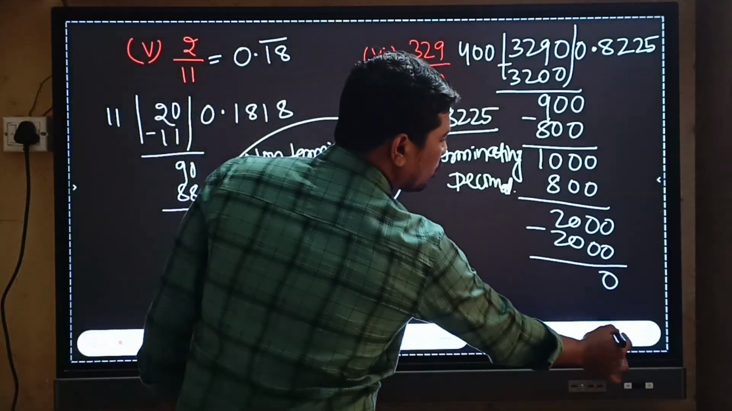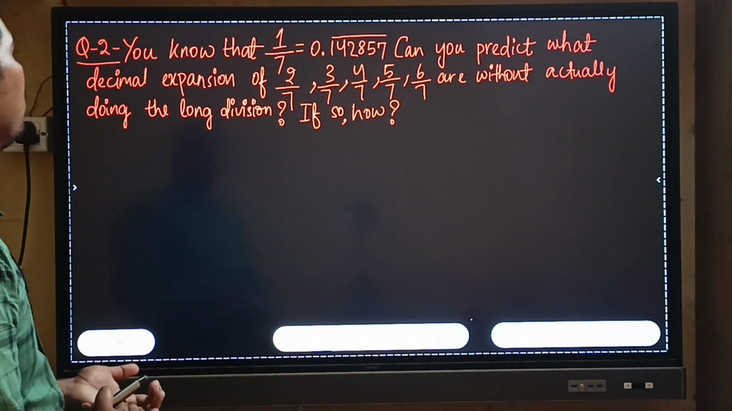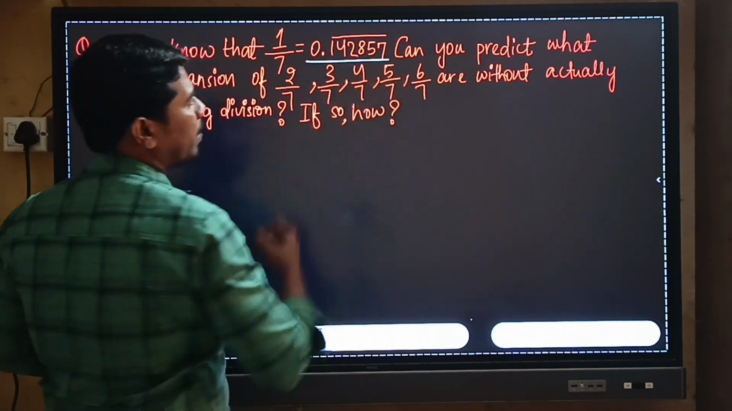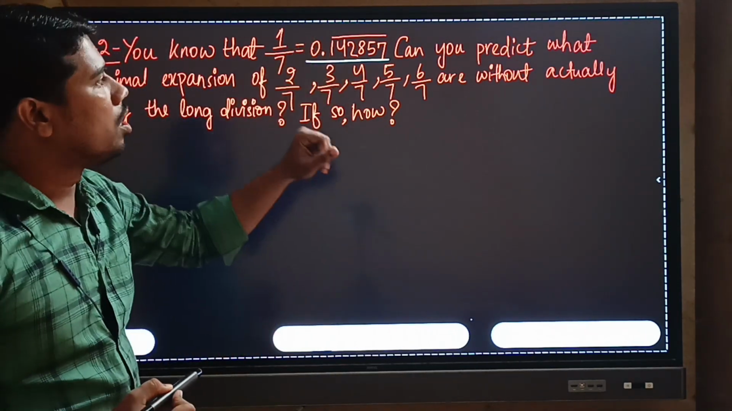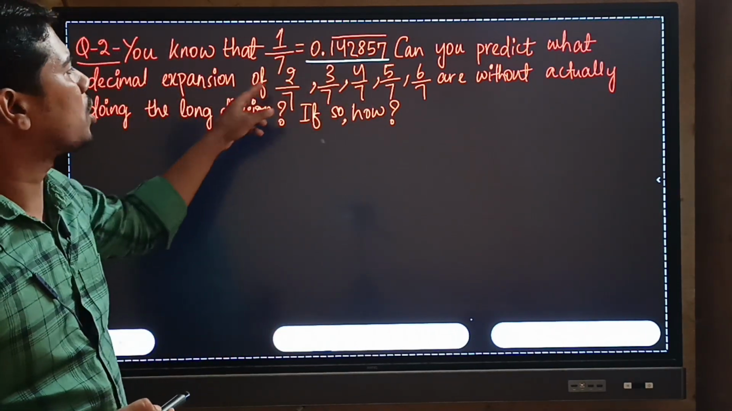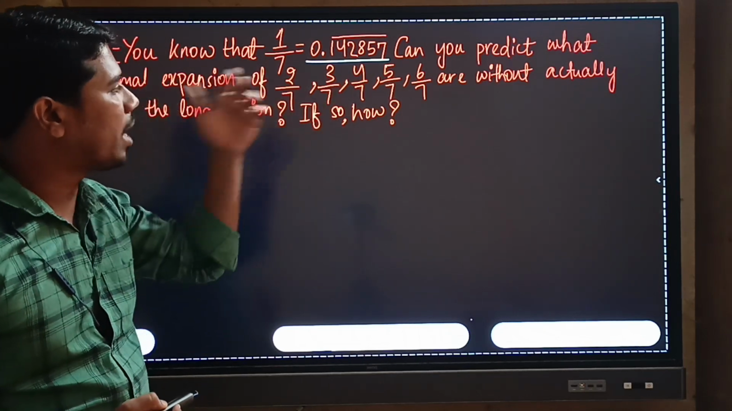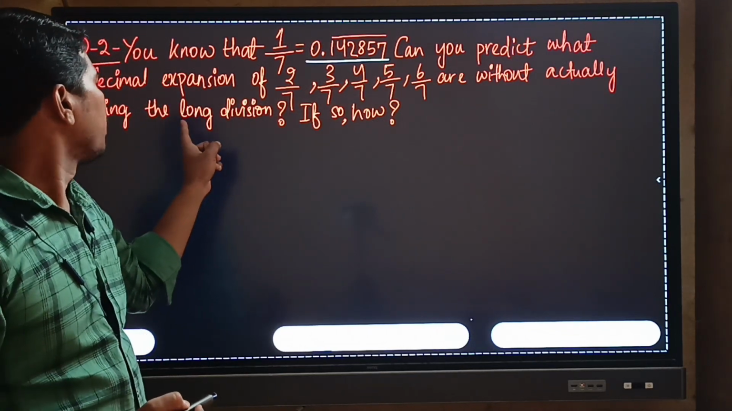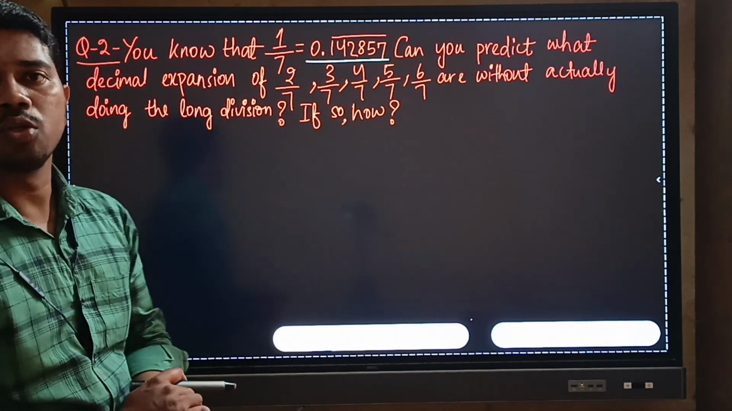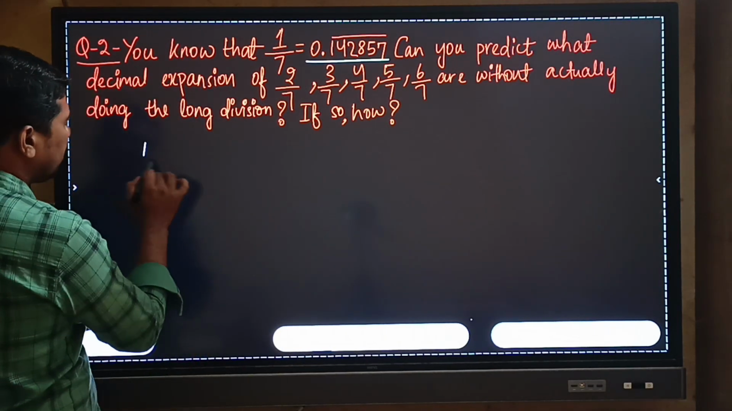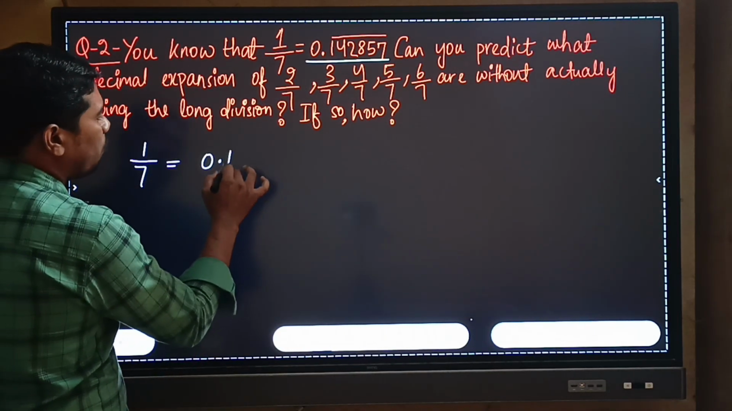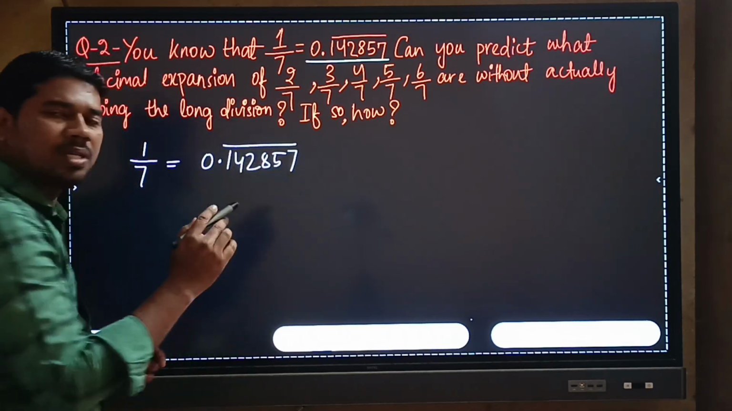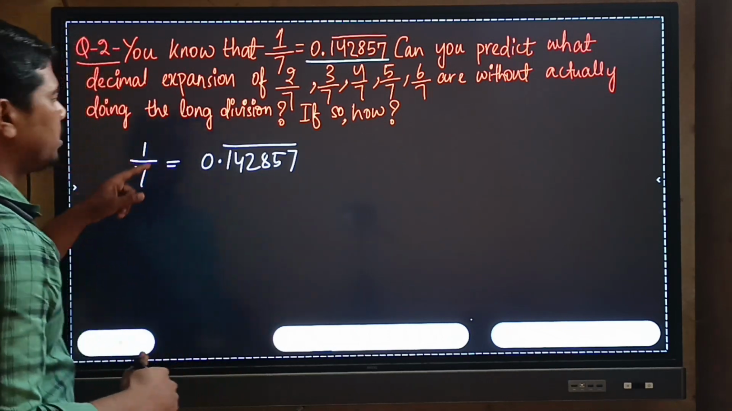Let's see question number 2 of exercise 1.3. You know that 1 by 7 is 0.142857 with a bar. Can you predict the decimal expansion of 2 by 7, 3 by 7, 4 by 7, 5 by 7, 6 by 7 without actually doing the long division? Okay. So we know that 1 by 7 is 0.142857 with a bar on this. Bar on this means it's repeated.